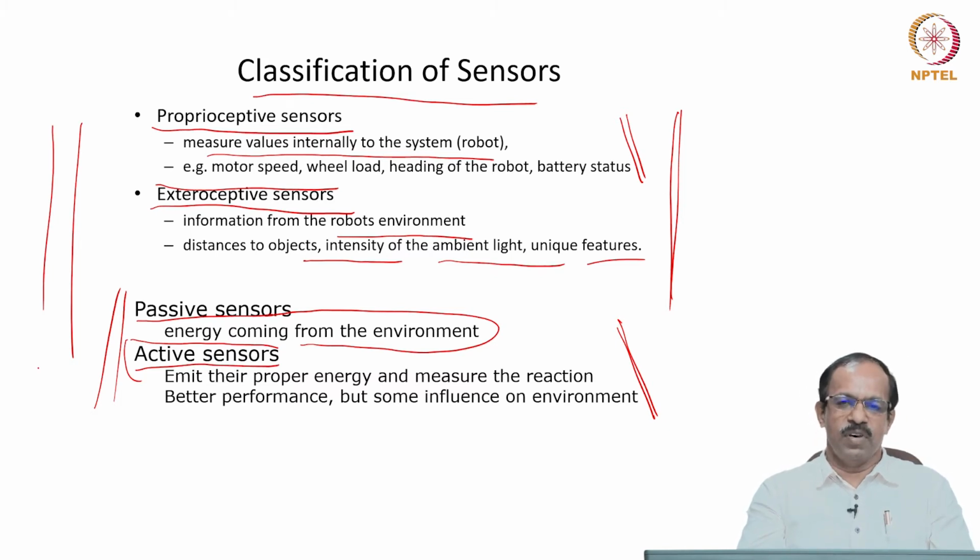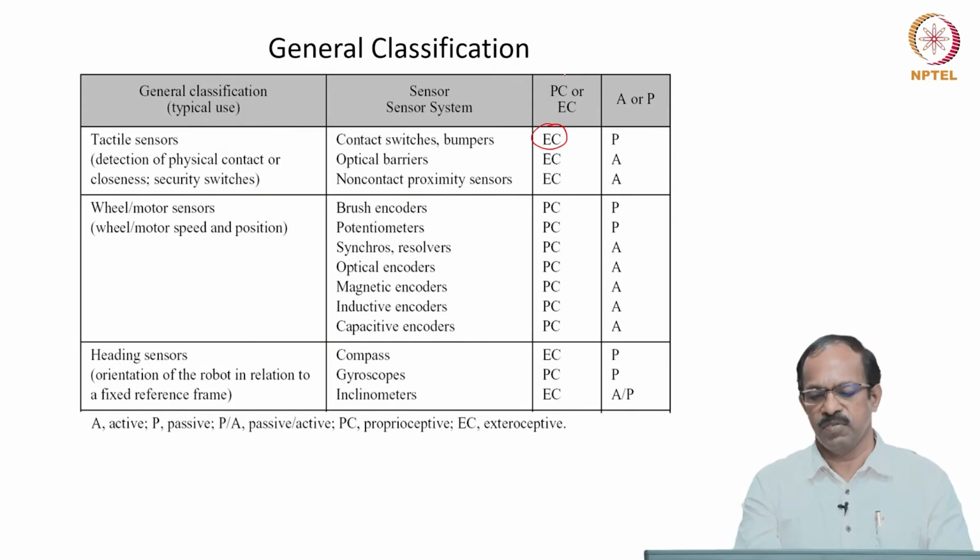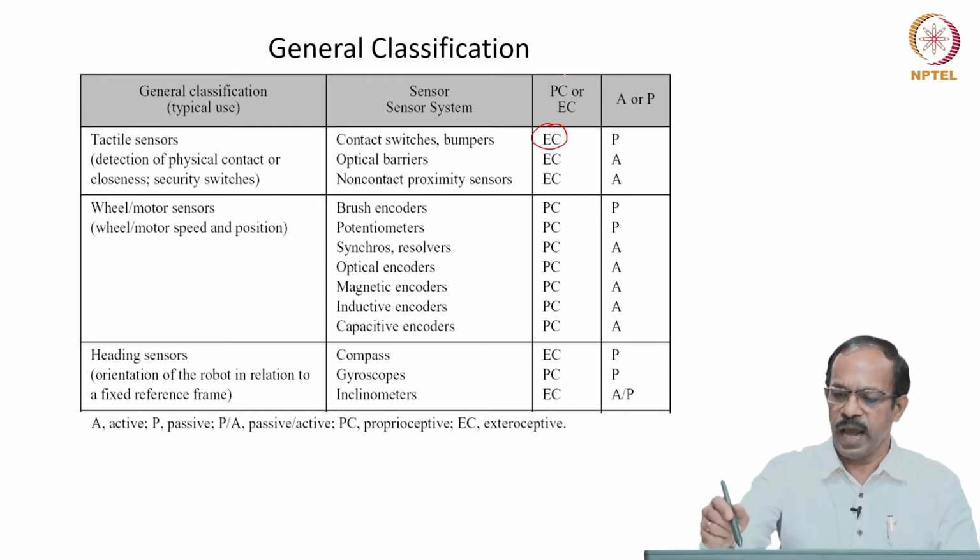So, these are the two important classifications, one based on the application, where it is used and for what purpose it is used. The other one is whether it has its own energy or not to use for sensing. Right. So, EC or PC, you can check whether it is an exteroceptive sensor or a proprioceptive sensor. And active or passive, you can see whether it is active or passive.